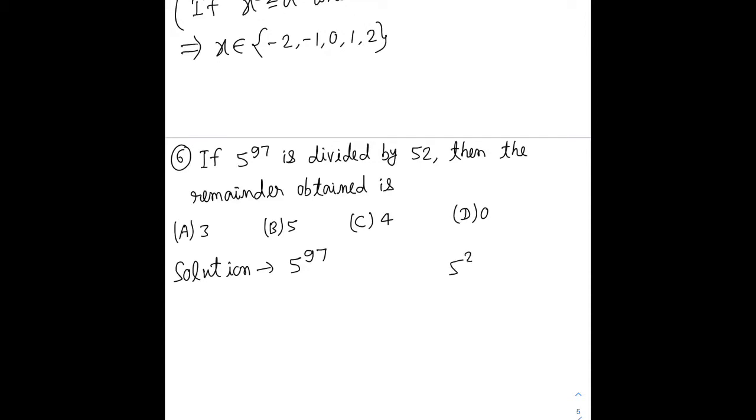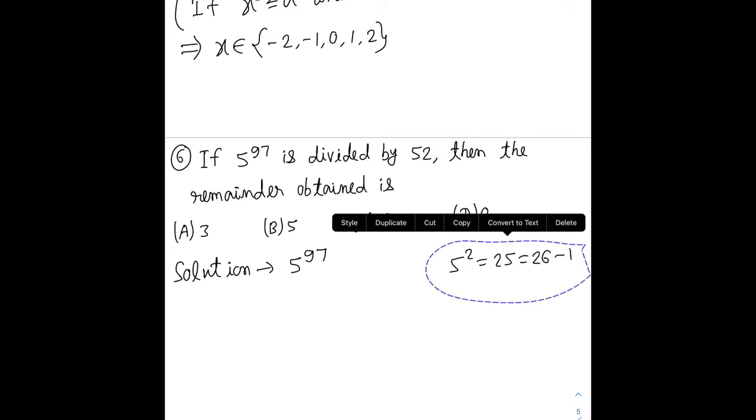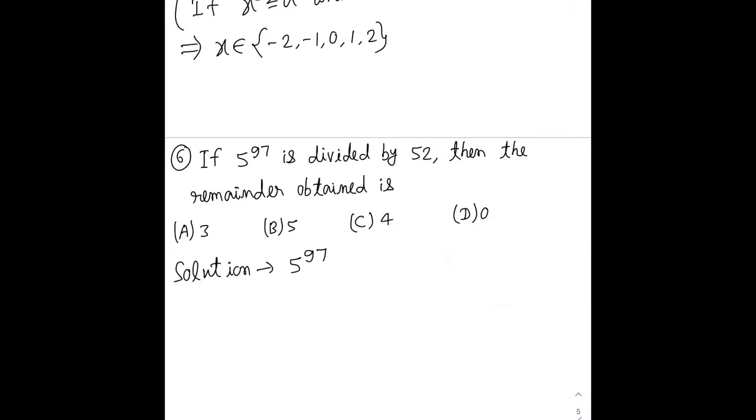5 square is how much? 25, which can be written as 26 minus 1. And 26 is related to 52, right? Because 52 is nothing but 26 into 2. Okay, then I will show you how I will get the answer.